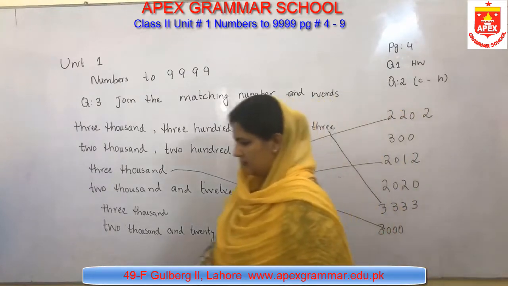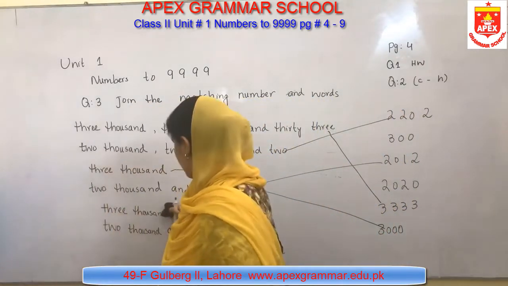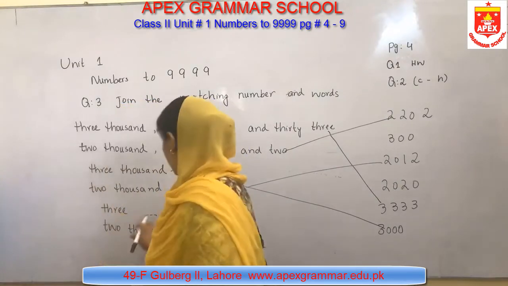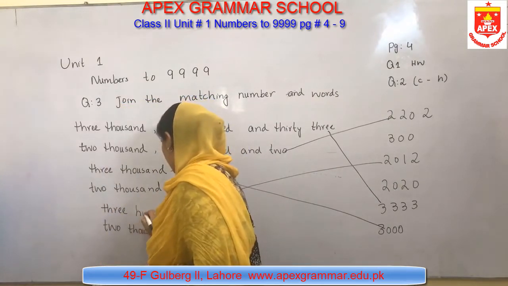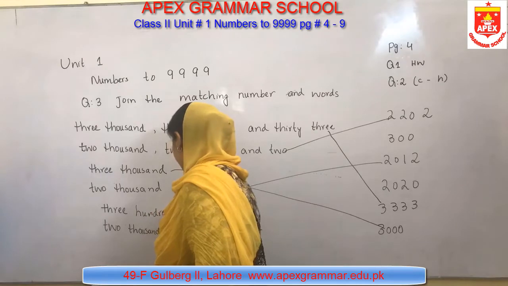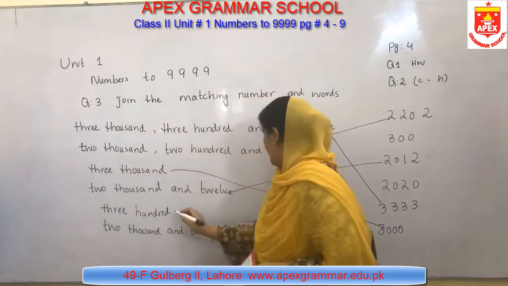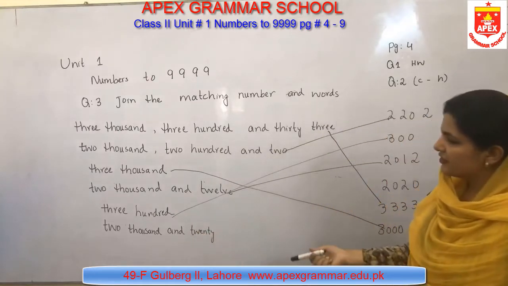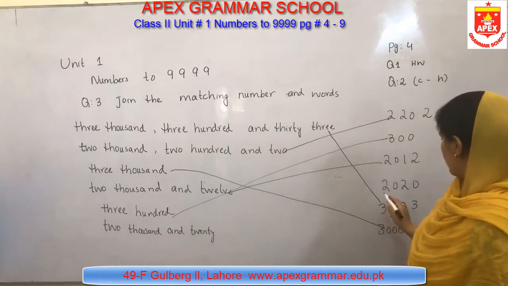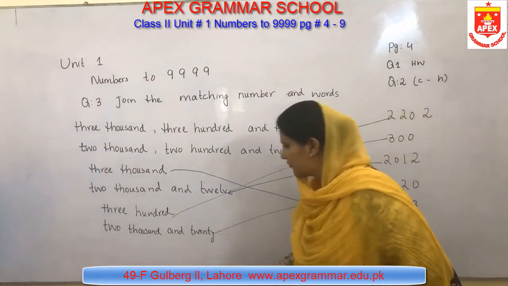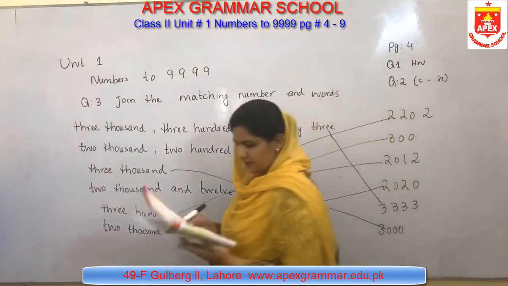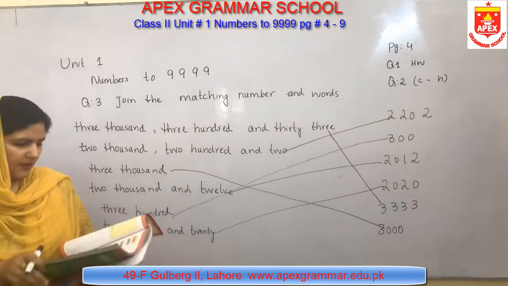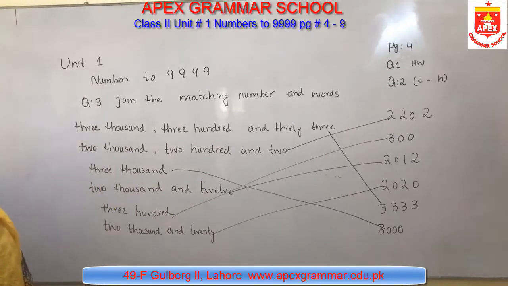3,300. This is not the 3000, this is the 100. 300. So match with 300. Next last digit is 2020. It's very simple. Now next page number 5, page number 5.